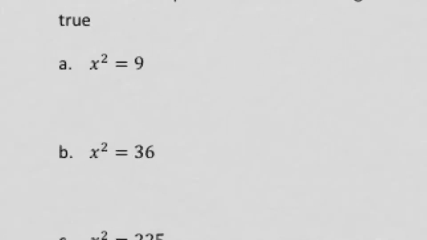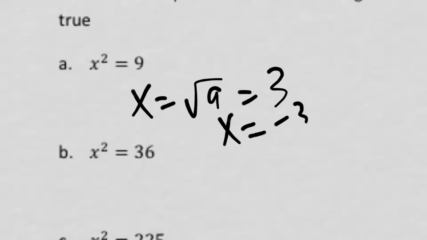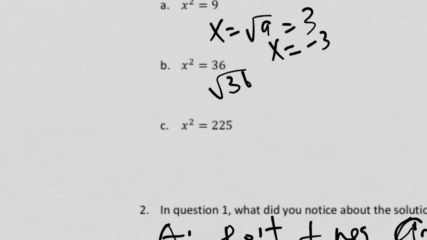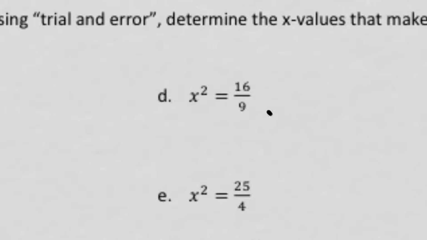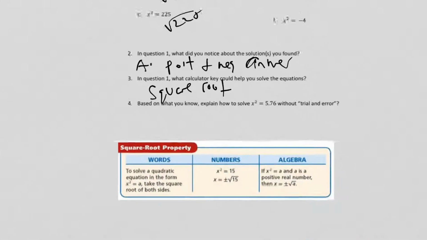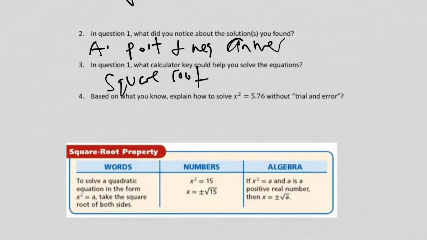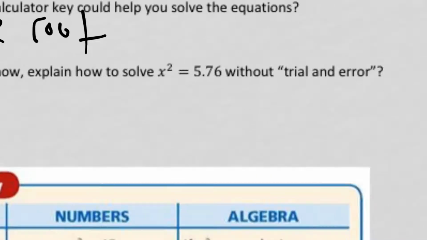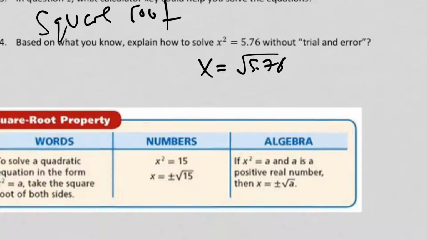So for example, if I wanted to find the solution that gives you 9, all you need to do is press the square root key to give you 3. And then remember the negative version. Here you're going to do the square root of 36, the square root of 25. Here you could have even done the square root of 16 over 9, which would have given you 4/3, or 1.3 repeating, and same thing with E. Based on what you know, explain how you can solve this one without guessing. So here, if I wanted to find what's going to go in for x, I would just square root 5.76, that's it. And I would account for the positive and negative version of that.